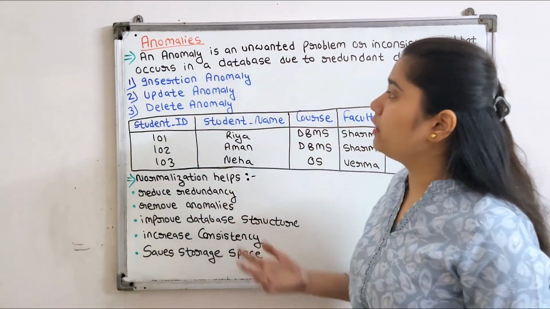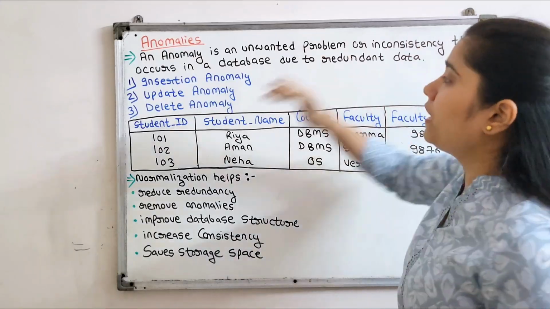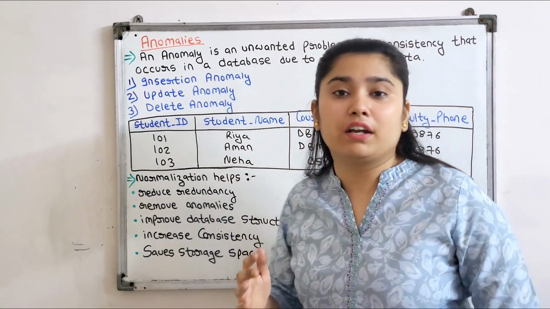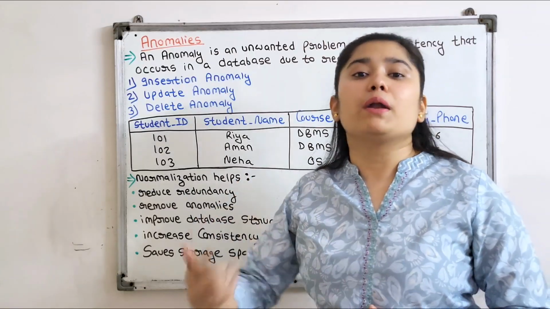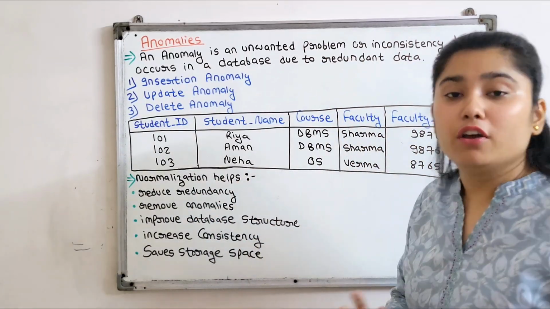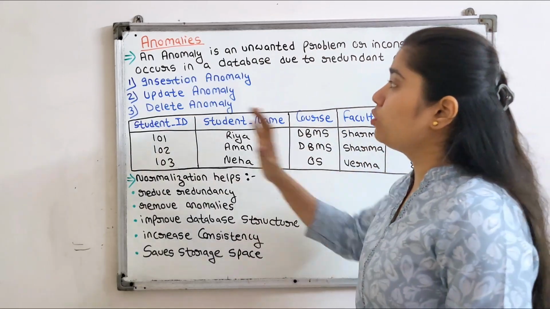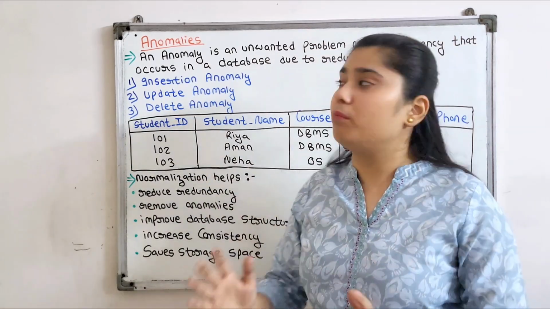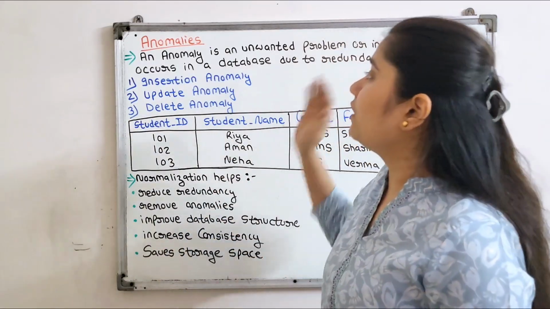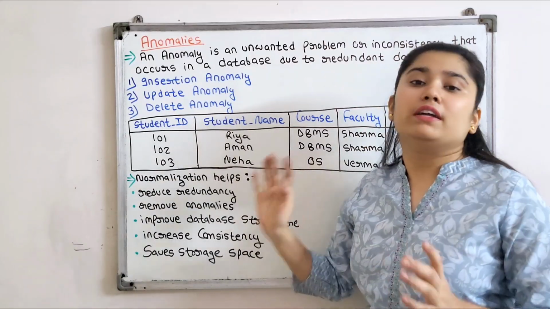What is an anomaly? An anomaly is an unwanted problem or inconsistency that occurs in a database due to redundant data. What is redundant data? The data which is stored multiple times in a table, like here the faculty name and the faculty phone number. This is called redundant data. So simply, an anomaly means the unwanted problems in our database. There are three types of anomalies: insertion anomaly, update anomaly and delete anomaly.